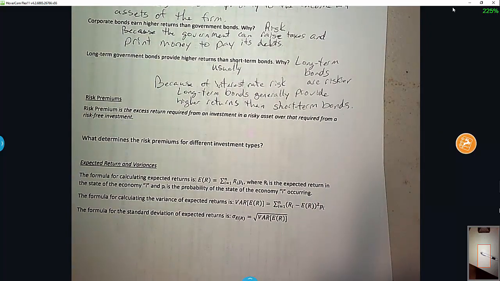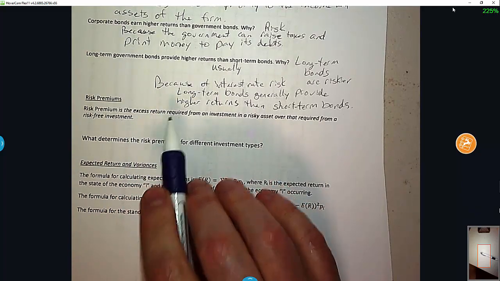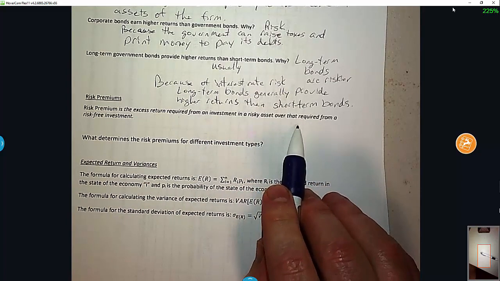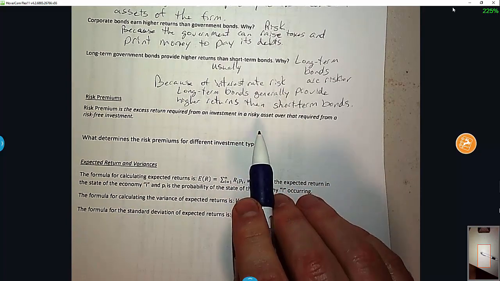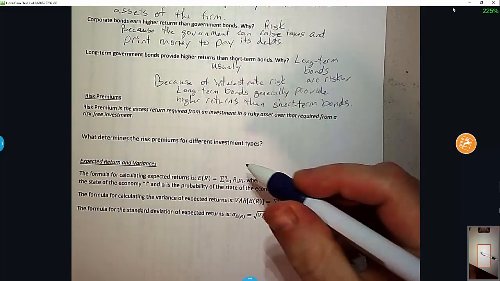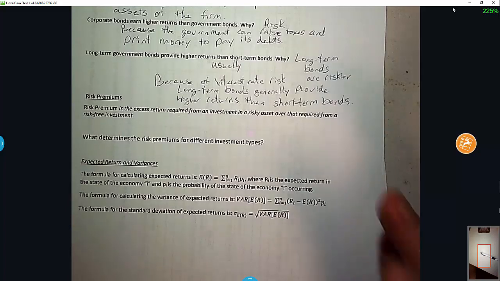higher returns. So risk premiums: a risk premium is the excess return required from an investment in a risky asset over that required from a risk-free investment. Oftentimes we'll use U.S. Treasuries as our risk-free investment because they are free of default risk and liquidity risk.